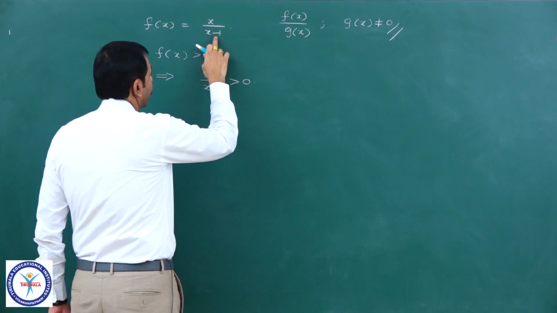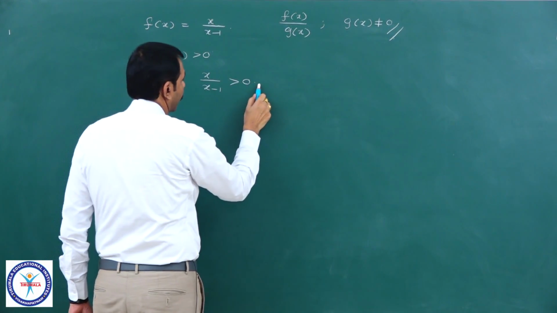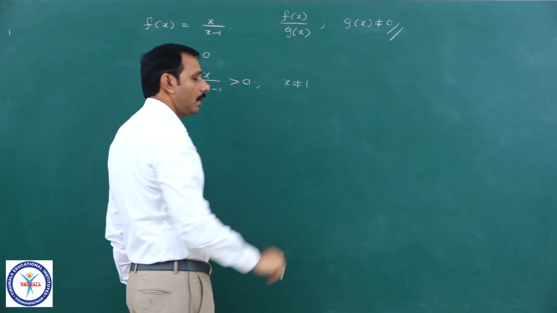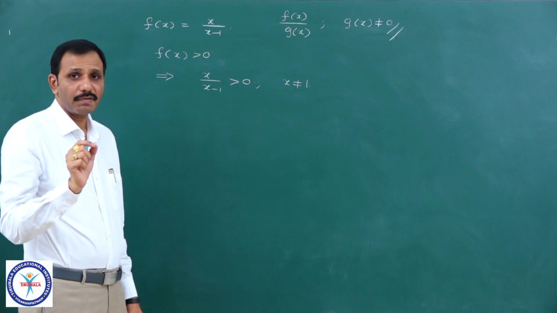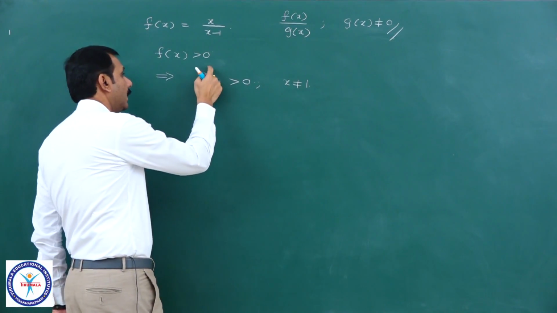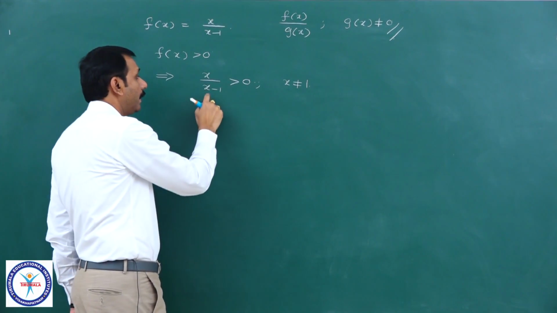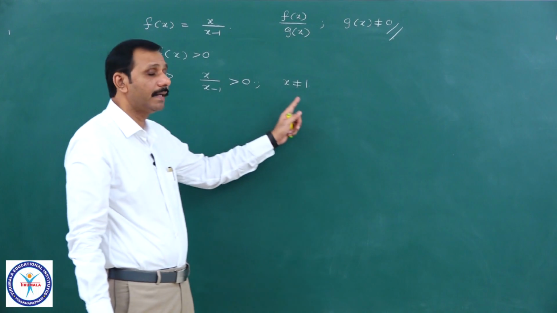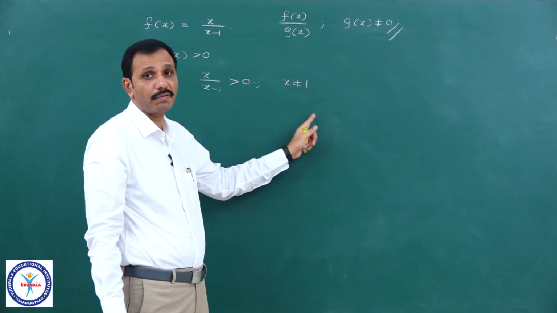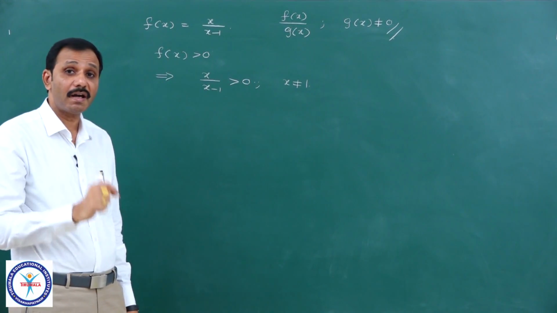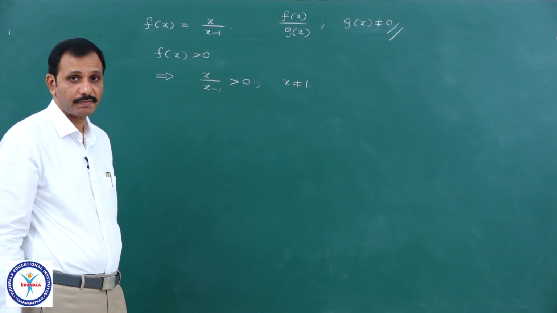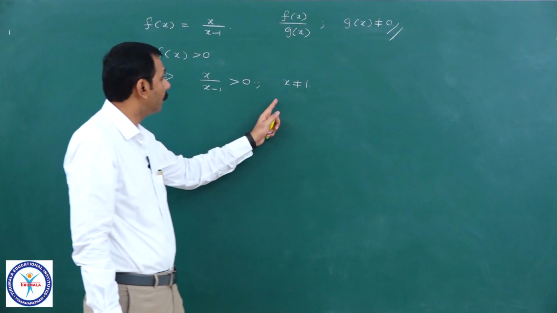Therefore here, x by x minus 1 greater than 0 I want, and of course x not equal to 1. That is, while finding the solution set of this inequality, even if this 1 is included in it, you must exclude that one from the solution set, if at all it is included while finding the solution of this one. Okay, that we will see later.